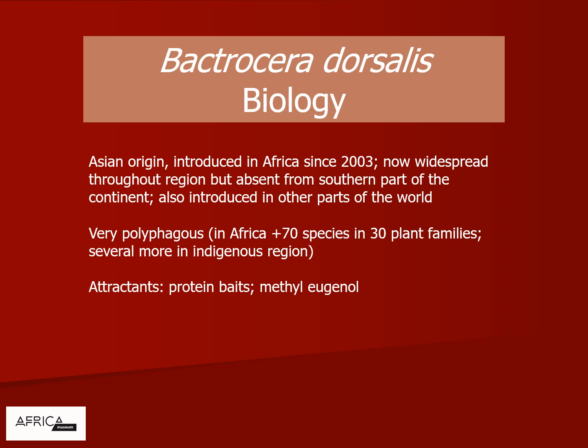Several other records of host plants are known from its indigenous region in Asia. As attractants, protein baits can be used for both sexes, while methyl eugenol is a strong attractant for the males.